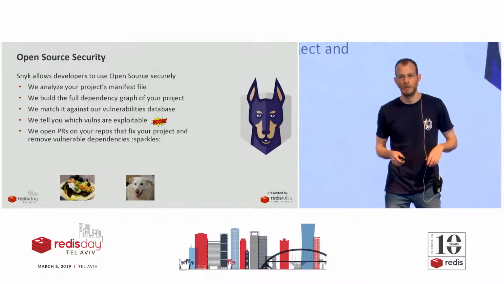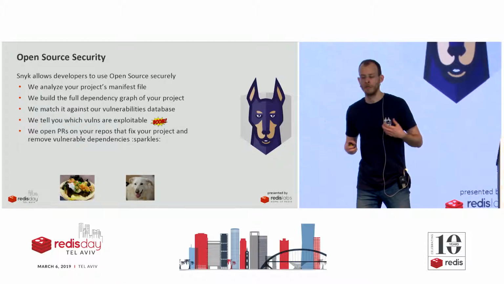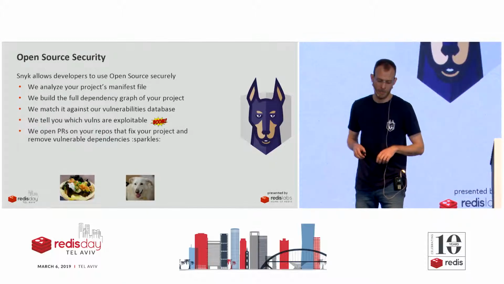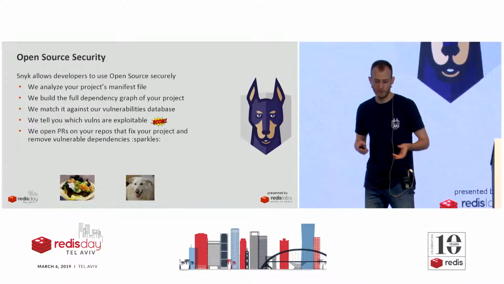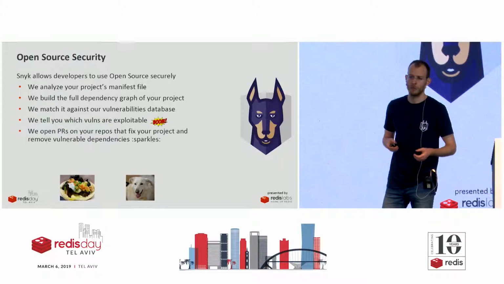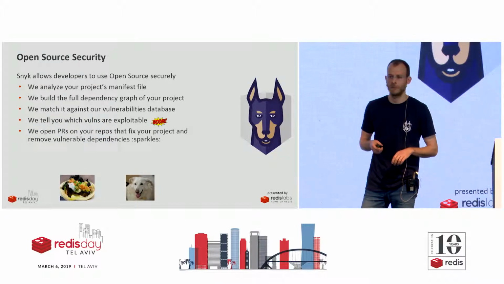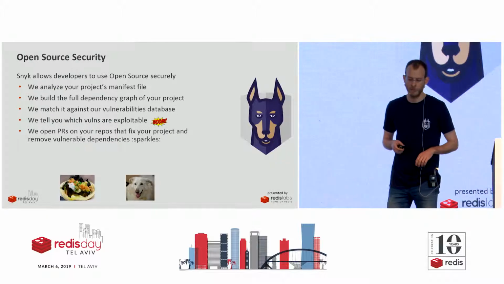We're an open source security company, which means we help our users, we encourage them to use open source, but we help them stay secure while doing it. We do this by scanning their project's manifest files. So for example, a project could be a GitHub repository, and a manifest file could be the requirements.txt for a Python project. It could be the package.json for a Node project, etc.